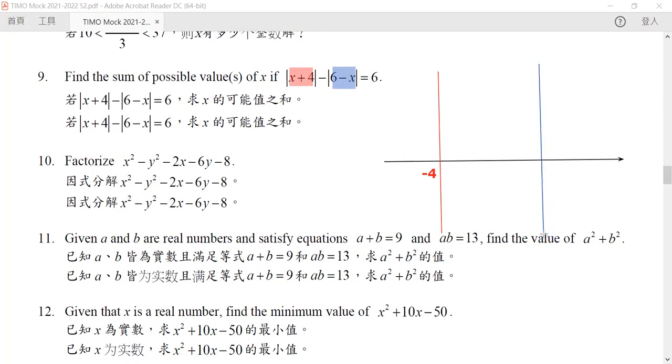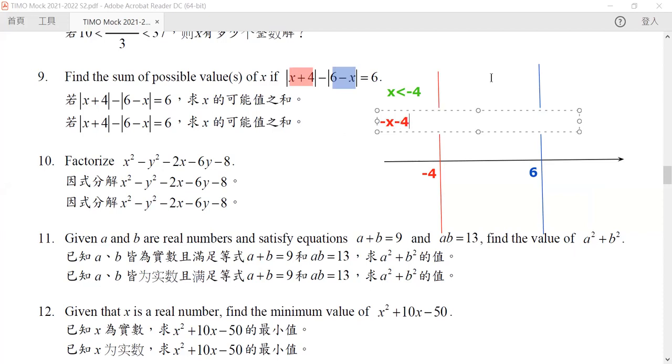Because whenever our number x is greater than 6, the whole equation will turn into minus (6 minus x), instead of 6 minus x. So let me rephrase one more time. Whenever a number x is, let me jot down the range of it, whenever x is less than -4, for our red one, this is no longer x plus 4. In fact, it is -x minus 4.